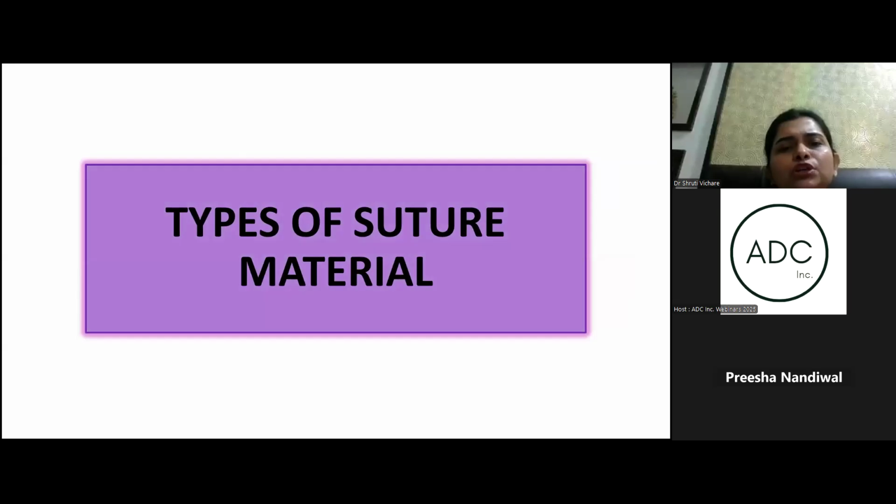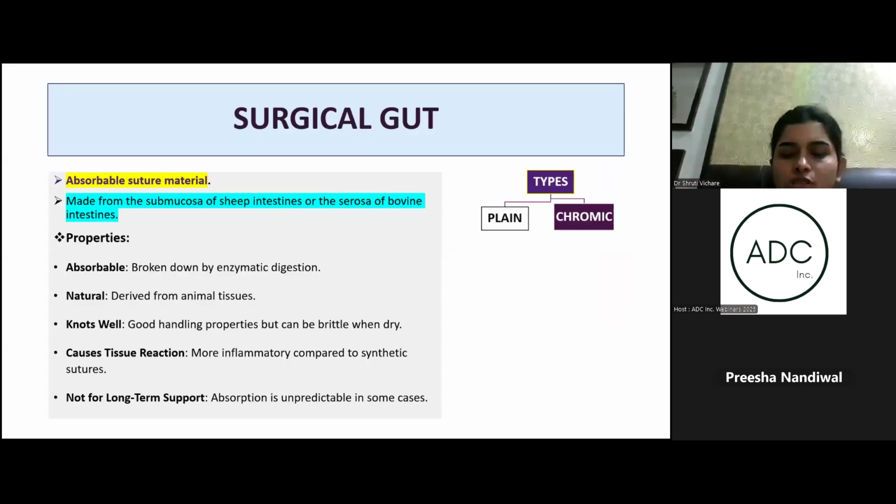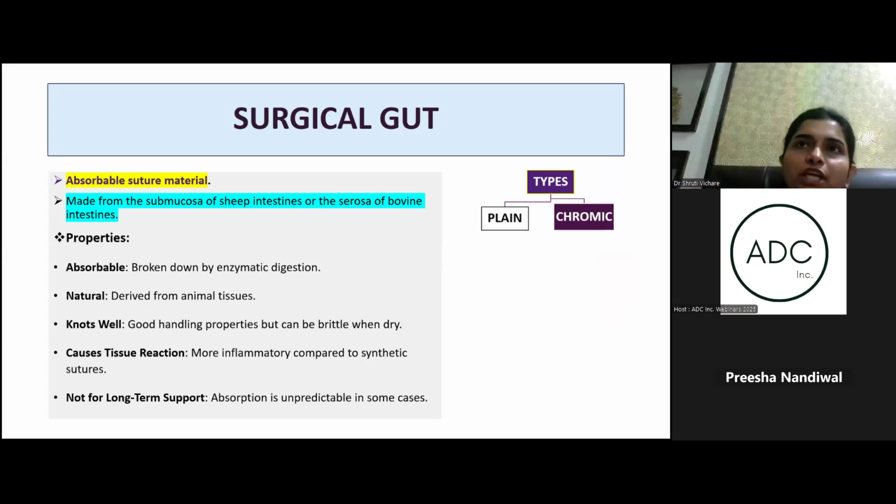Now we come to different types of suture materials. I have to run through this presentation because a very detailed explanation is not under the purview of this particular webinar. Having said that, we'll first start with the surgical gut suture. Do we very commonly use it? Yes, it is commonly used, especially in foreign countries.